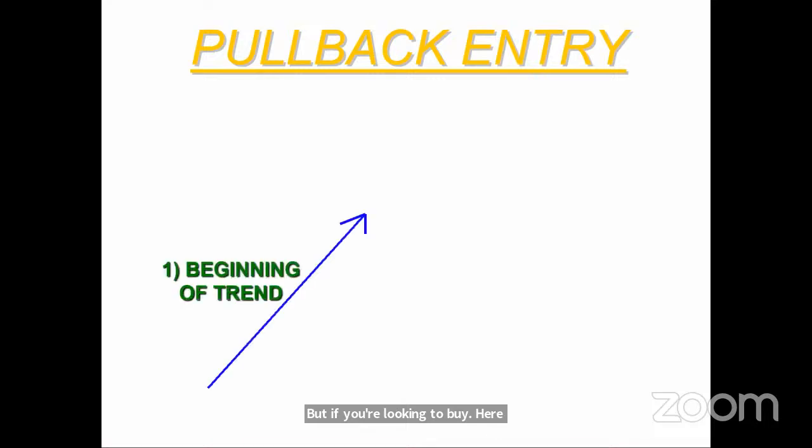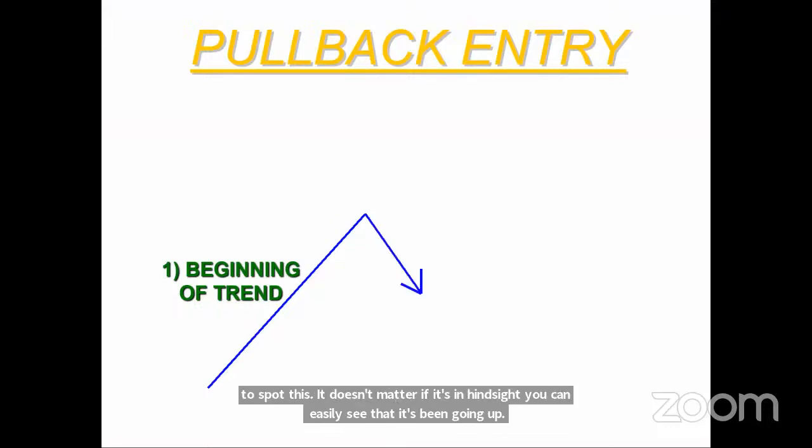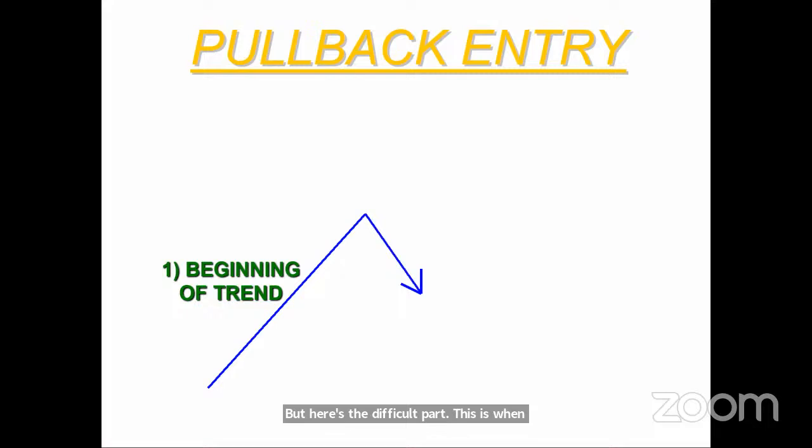It's stage 1, where you have the beginning of a trend. Obviously, it's an uptrend. And everyone knows how to spot this. It doesn't matter if it's in hindsight. You can easily see that it's been going up. But here's the difficult part. This is when price starts to falter and starts to go the opposite direction.